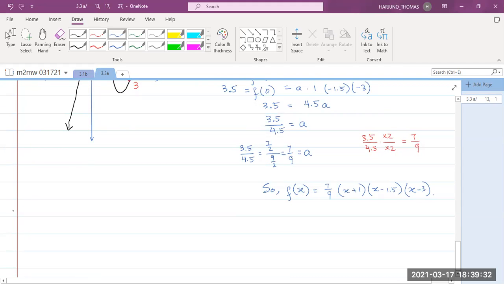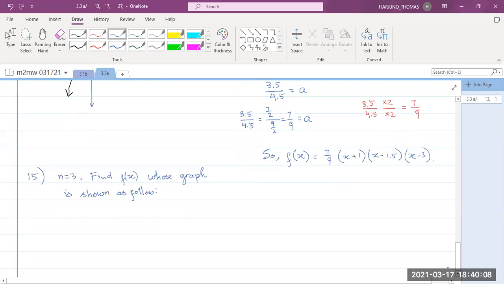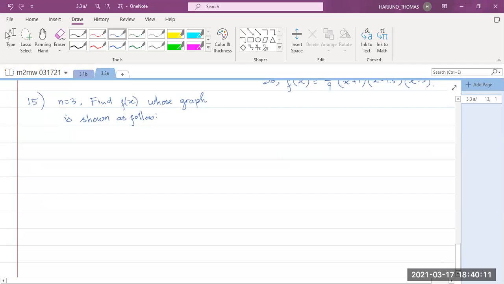Okay. Number 15, the last one that I will do. Again, the degree is 3. Find the polynomial f(x) whose graph is shown as follows. I tried to replicate the graph we have in our textbook.